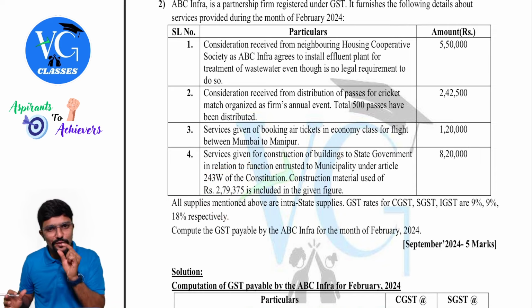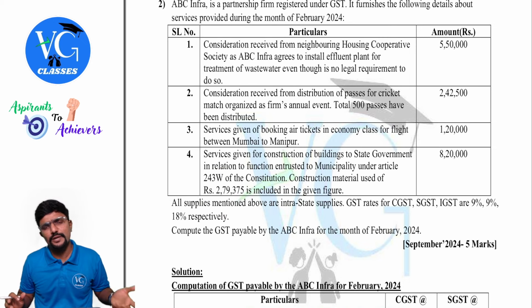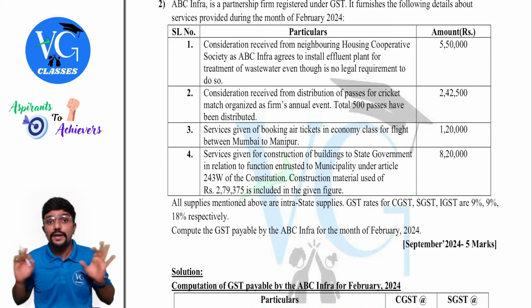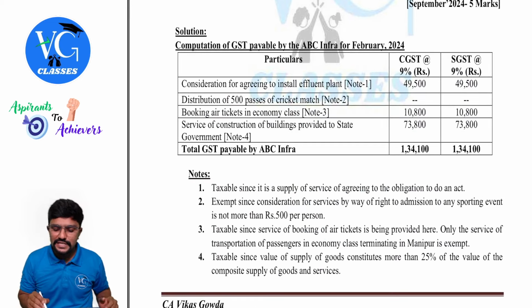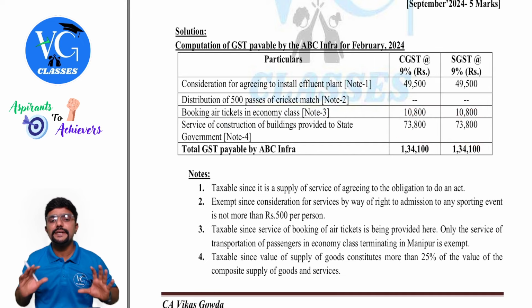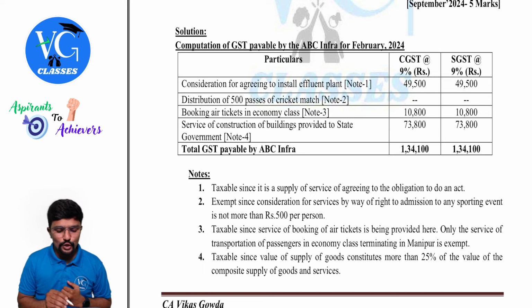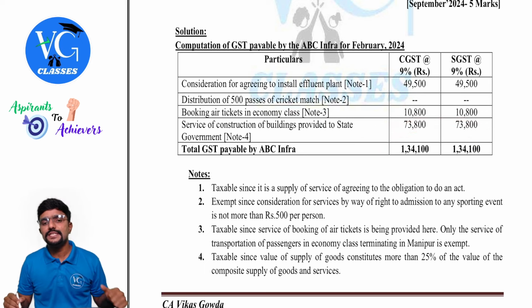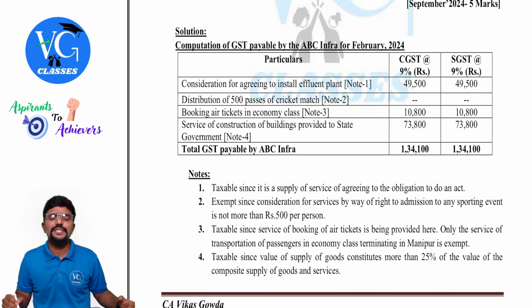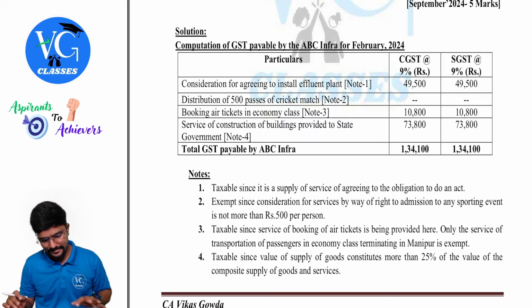So if the goods component is more than 25%, the supplier will not enjoy exemption, guys. So that means it is fully taxable. Entire value will be taxable. So on 8,20,000, 9% each, which comes to 73,800, 73,800, guys. So the total GST payable on their outward supply is CGST 1,34,100, SGST also the same amount, guys. Is that clear?